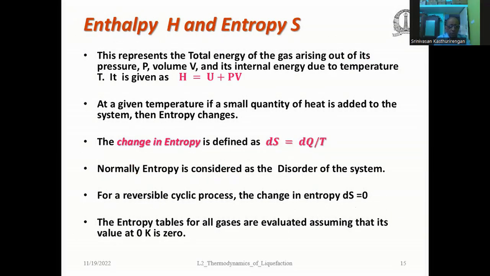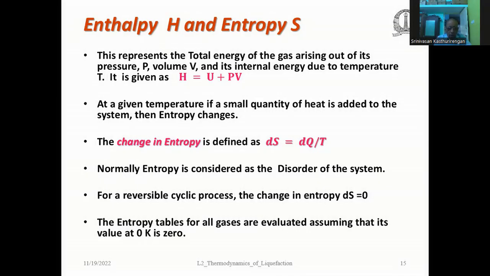Let us introduce the concept of enthalpy and entropy. Now, the total energy of the gas arising out of its pressure and volume, and the internal energy due to the temperature T, is given by H. H will be equal to U plus PV. U is the internal energy, P is the pressure, and V is the volume. The product of pressure into volume is also an energy term, and therefore the total energy, inclusive of the internal energy, is known as the enthalpy.